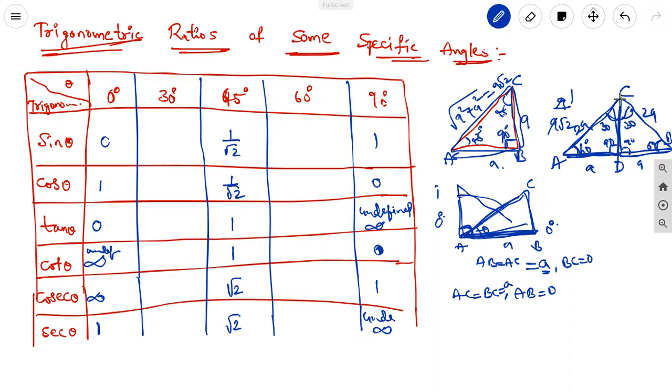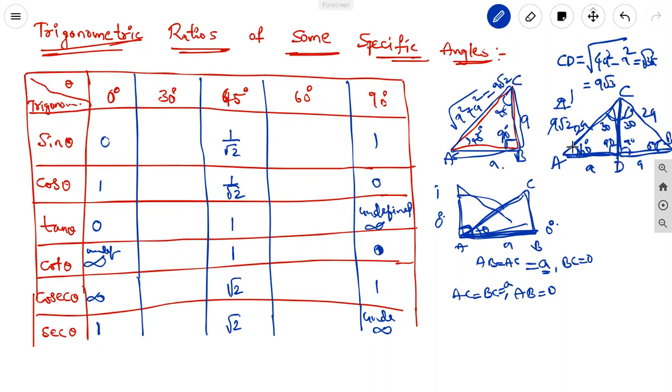Now we can find out the opposite side of the two right angles. CD is the opposite side. Then it is equal to the square root of (2A) whole square, which is 4A square, minus adjacent square, which is A square. It is root 3A square. This is A root 3. Now CD is A root 3, AD is adjacent, AC is hypotenuse.